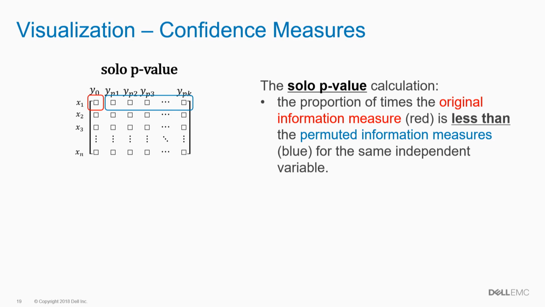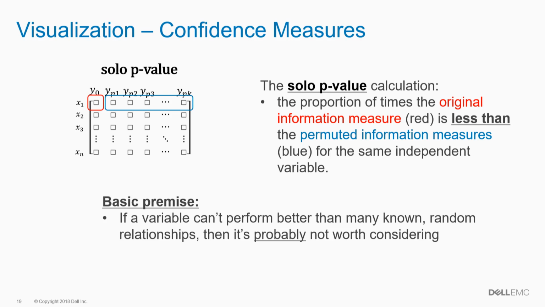And we're going to say, what is the proportion of times that our original information measure is less than our permuted information measures? So why less than? Well, our null hypothesis is that our independent variable is worthless. It's no better than random. So if it's less than that, it supports our null hypothesis. If it's greater than, then it helps refute our hypothesis. So the basic premise of this is if a variable can't perform better than known random relationships, it's probably not worth considering.